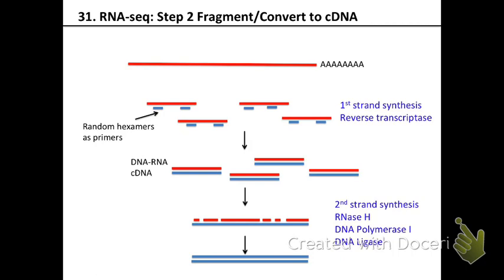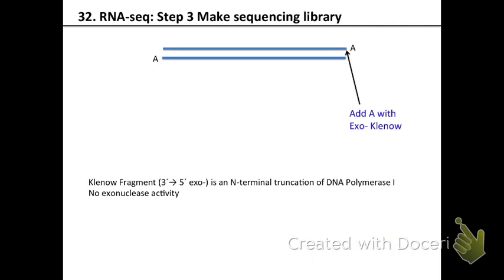All right. Now you have a double-stranded cDNA. What you do is you prepare a sequencing library. So we talked about Illumina sequencing libraries, right? And in that case, we talked about the first step in which you take your double-stranded DNA and you add an A nucleotide to the end of it. To add this, we use an enzyme called exo-Klenow.